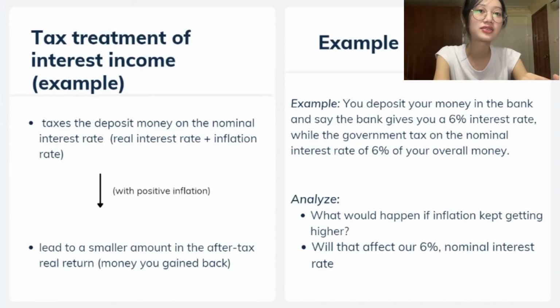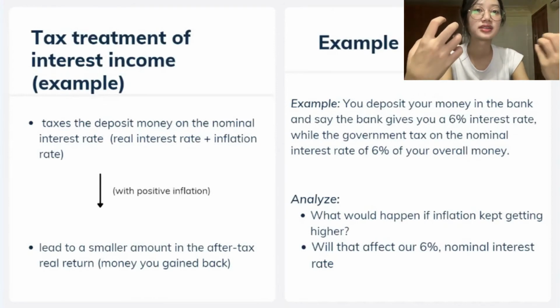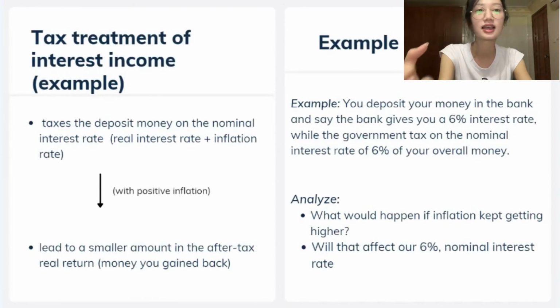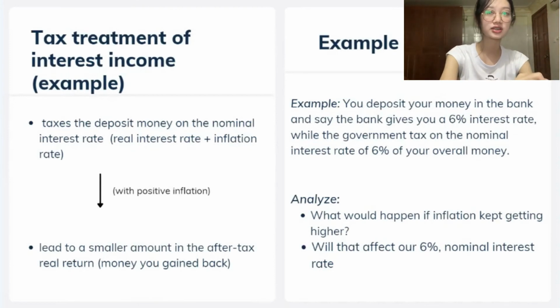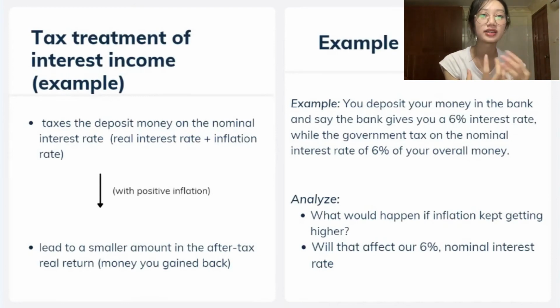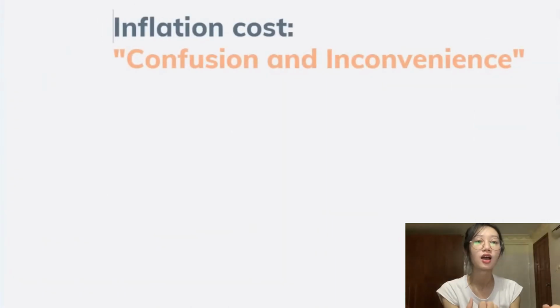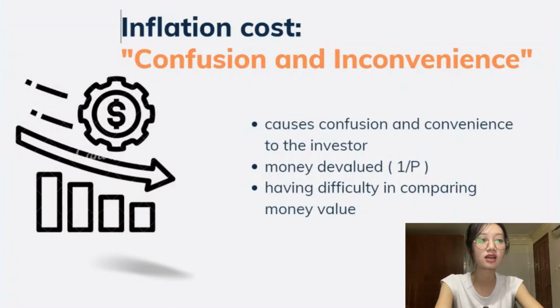With the presence of high inflation, our real interest rate could get lower than 6%, resulting in us receiving less and less money, which is also known as the after-tax real return. So these two study cases conclude that inflation could induce tax distortions and also discourage people from saving. Right.